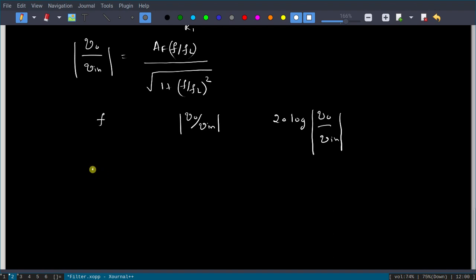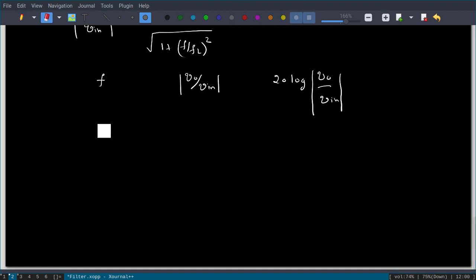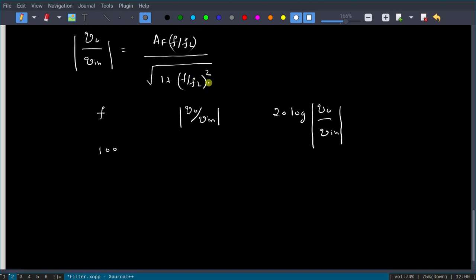We will start with F equal to 100. So 100 means you have to substitute in this formula. Here we know FL is 1K and AF is 2. You substitute for each F and you will get V naught by V in. So we will get here 0.20, and if you convert that to the 20 log scale, you will get minus 14.02. You just substitute and find, you will get that.